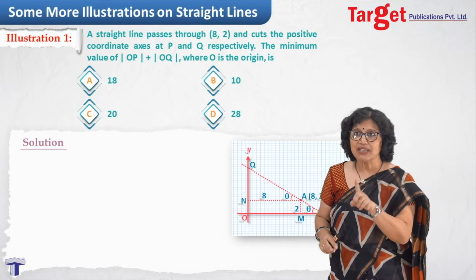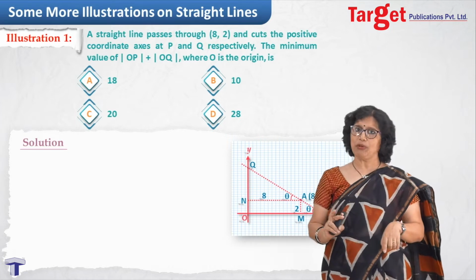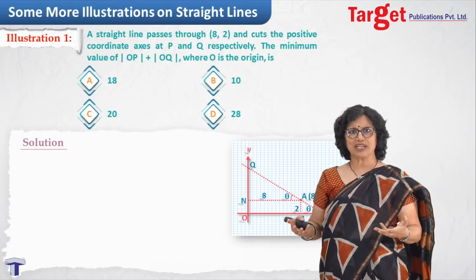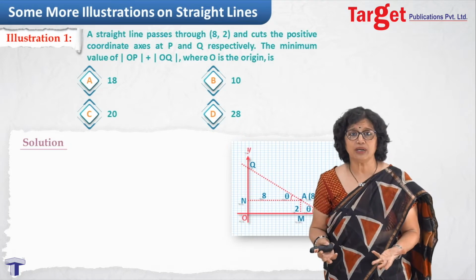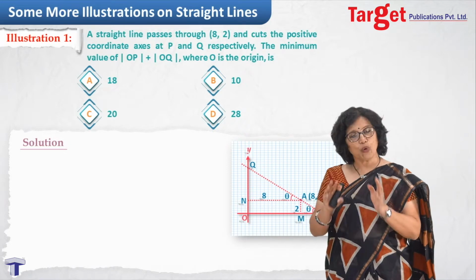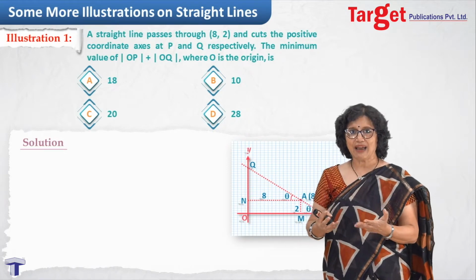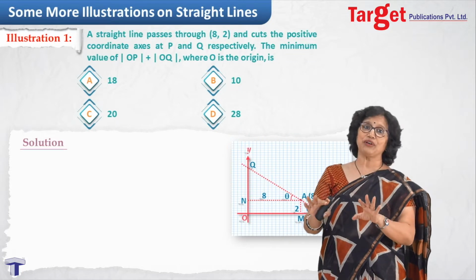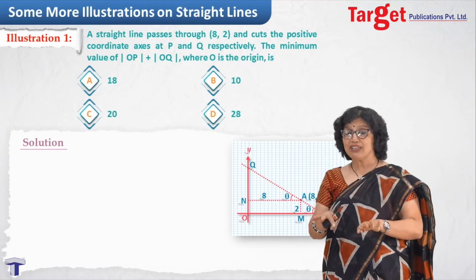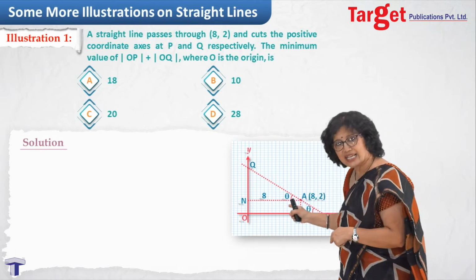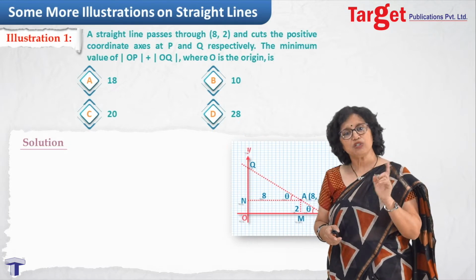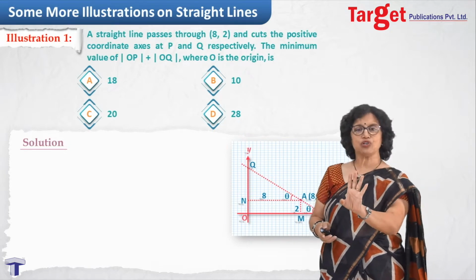Now you must understand one thing: the question is regarding the minimum value of OP plus OQ. So when do we talk about minimum or maximum? The quantity has to be a variable quantity. Unless it is a variable quantity, we cannot answer minimum or maximum. If the quantity is fixed, it will not have any meaning. So, minimum is asked means first of all we have to check whether it is a varying quantity or not. Since OP and OQ are varying quantities, OP plus OQ is also a varying quantity and I am in a position to find the minimum.